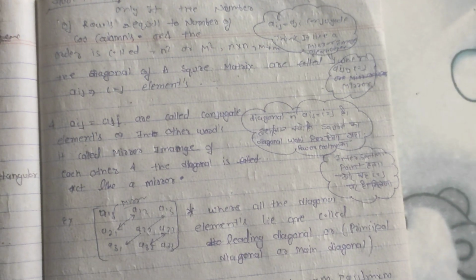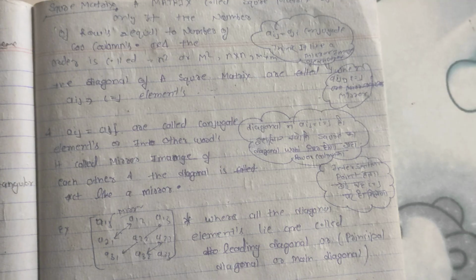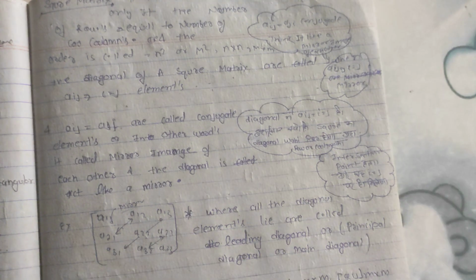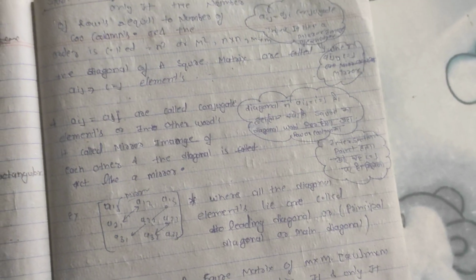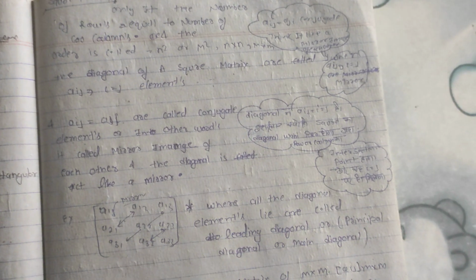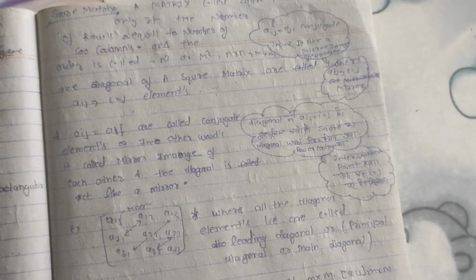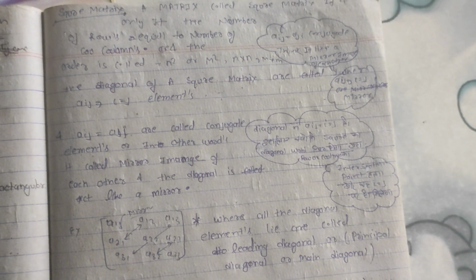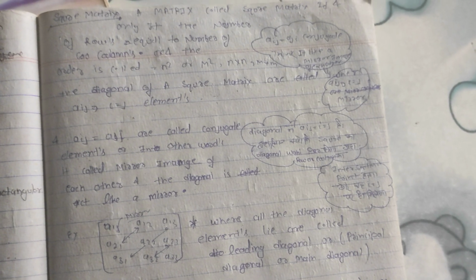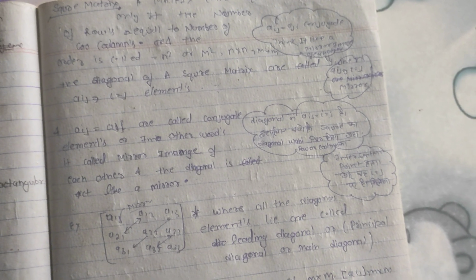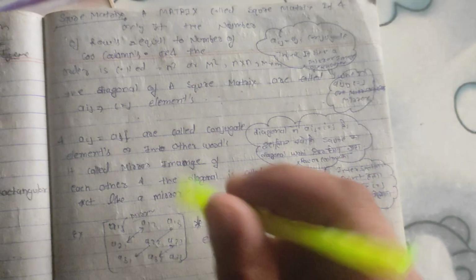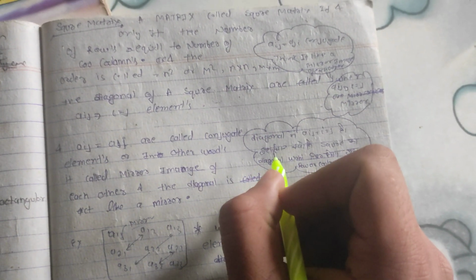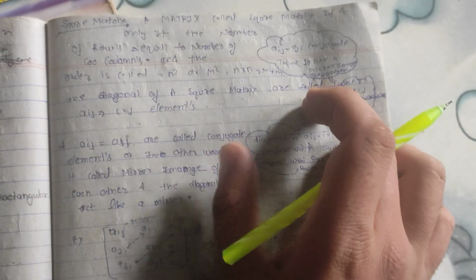And let's talk about the square matrix. A matrix is called square if the number of rows is equal to the number of columns. We know what a square is: all four sides are equal, meaning the number of horizontal lines equals the number of vertical lines. That's why it is a square. So also for a matrix, if the number of rows equals the number of columns, then it is said to be a square matrix.